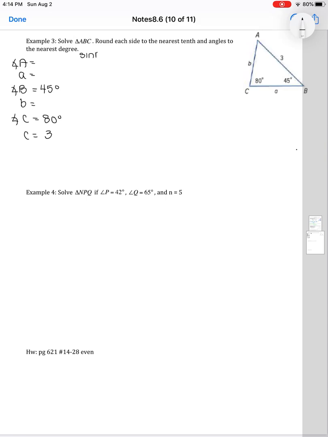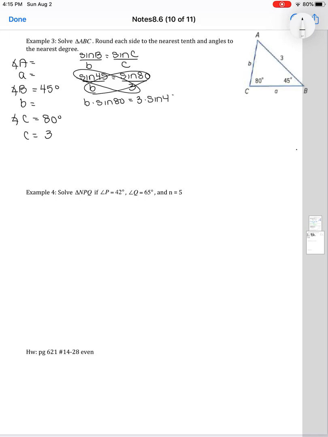So if we look at the information given, I've got nothing for A, which means I'm going to scratch that whole ratio. So I'm going to use sine of big B over little b equals sine of big C over little c, and plug in what I have. So I have the sine of 45 over little b equals the sine of 80 over 3. And now I'm going to solve for b.